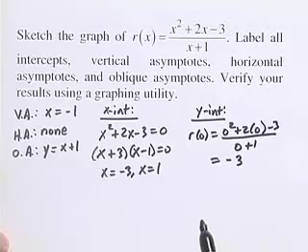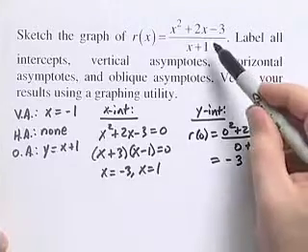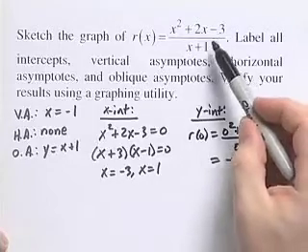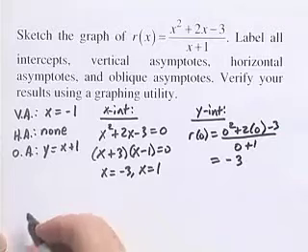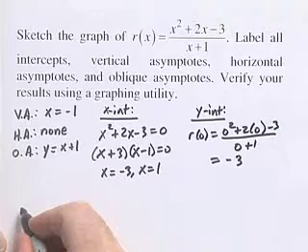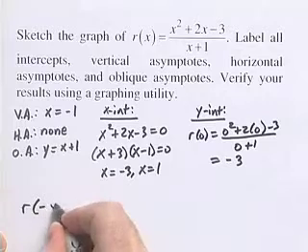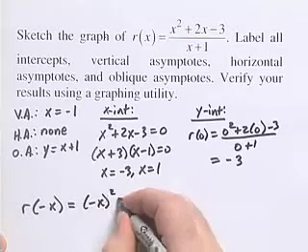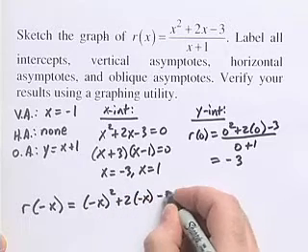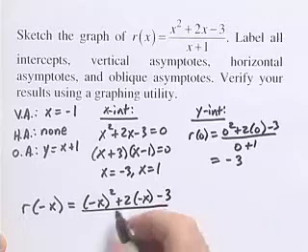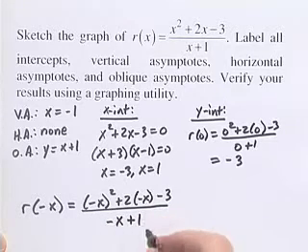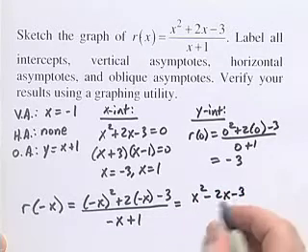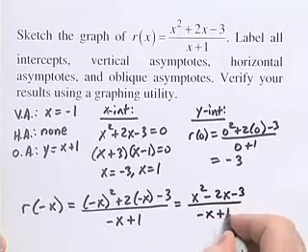It also is helpful to check for any symmetry. Now, since this is a function, it can't be symmetric around the x-axis because that would fail the vertical line test. But we can check for symmetry around the origin and around the y-axis. We're going to do that using the idea of even and odd functions. So first we're going to find r of negative x. So r of negative x will be negative x quantity squared plus 2 times negative x minus 3 divided by negative x plus 1. That will give us x squared minus 2x minus 3 divided by negative x plus 1.